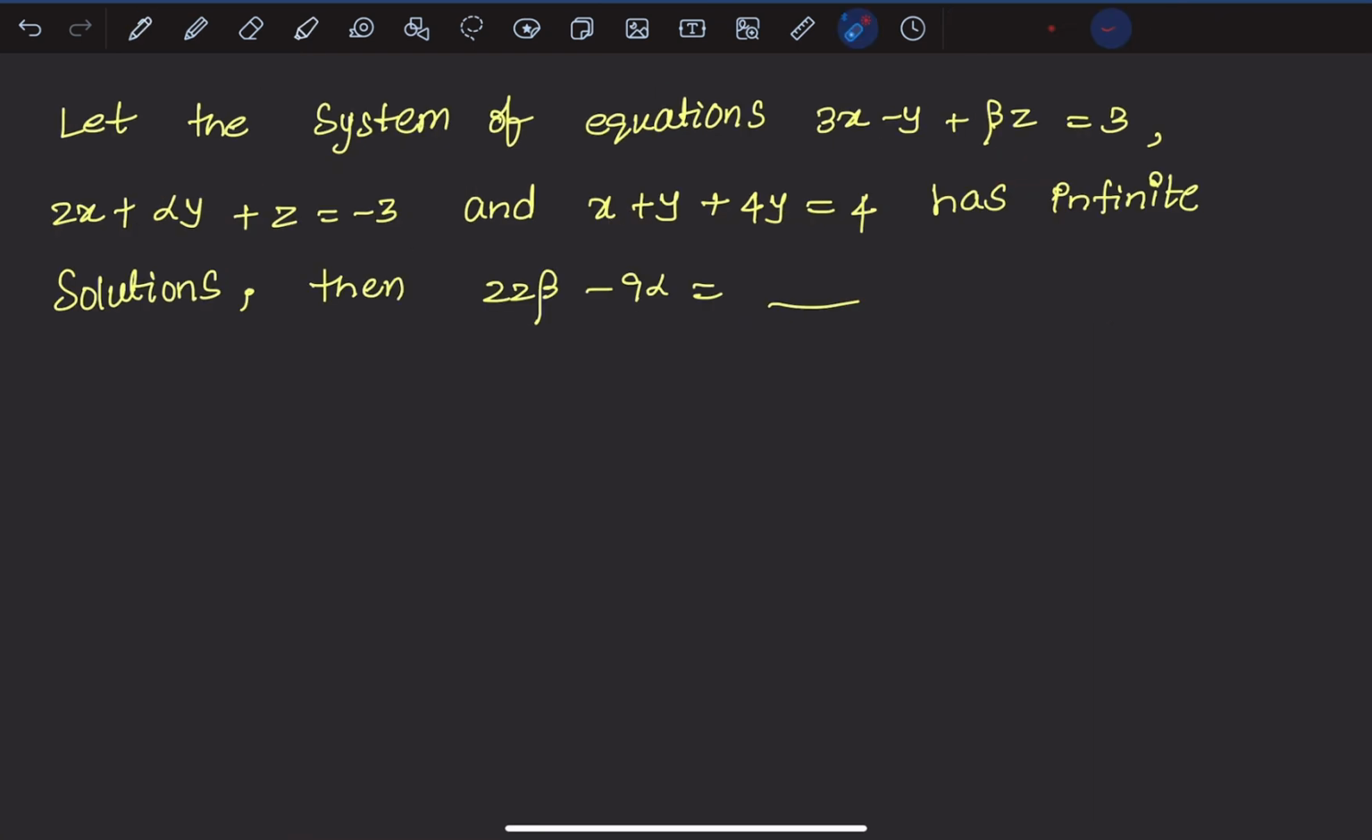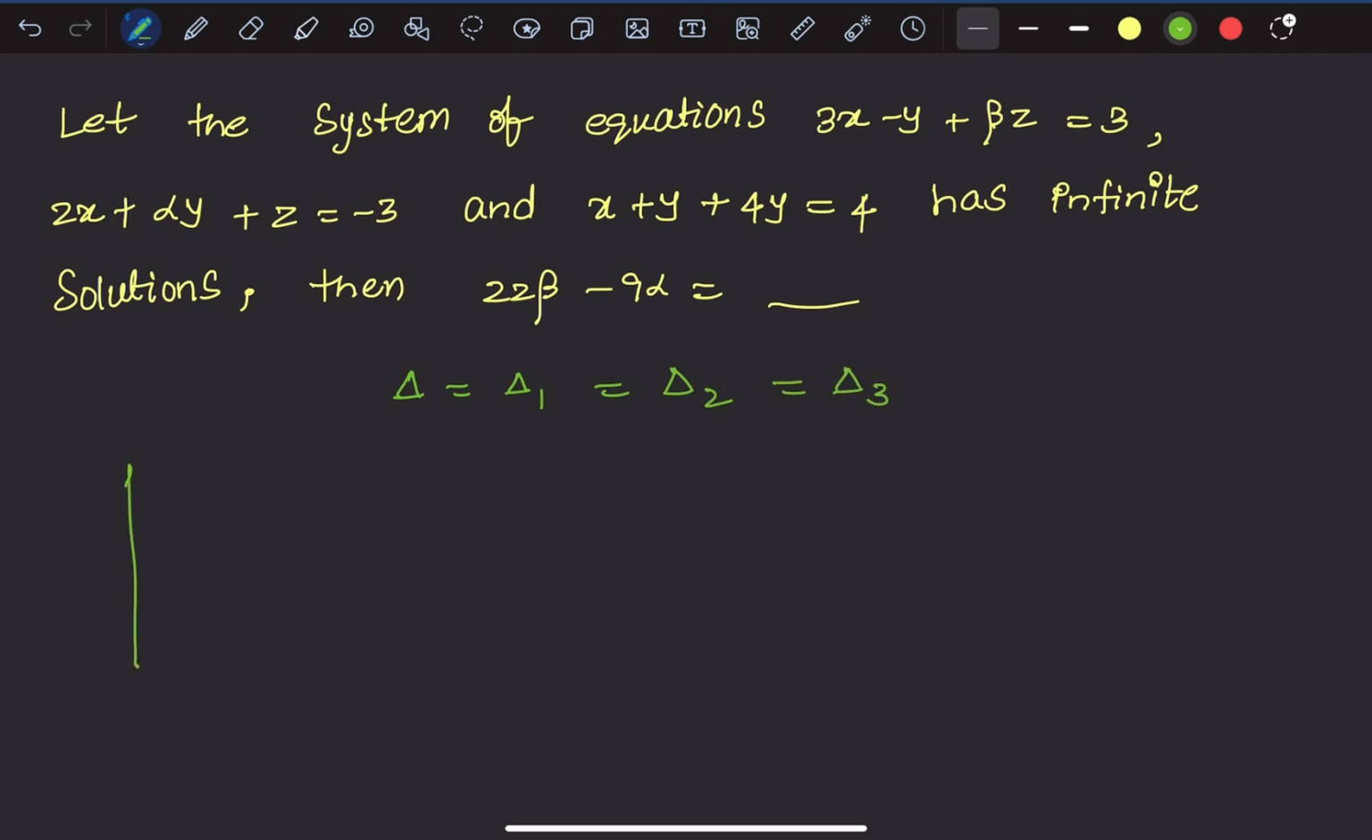So let us go ahead with the next question. So here we have the system of equations given. Alright. And it is told to us that it has infinite solutions and we have to figure out the value of 22 beta minus 9 alpha. This is a very straightforward question. So whenever we have infinite solutions, we know that delta is equal to delta 1 is equal to delta 2 is equal to delta 3.